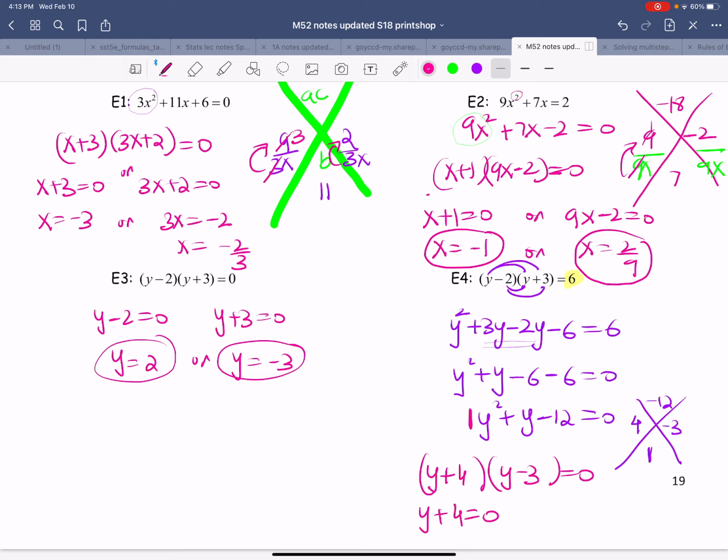Now it is time to use the zero product property. Either y plus 4 is 0 or y minus 3 is 0. So this gives us y is equal to negative 4 or 3. Two possible answers. So this equation is true when y is either 3 or y is negative 4. Okay. So keep in mind, if you have 0 on the right-hand side, that's okay. You can go ahead and use the zero product property. If you don't have 0 on the right-hand side, we cannot use the zero product property.